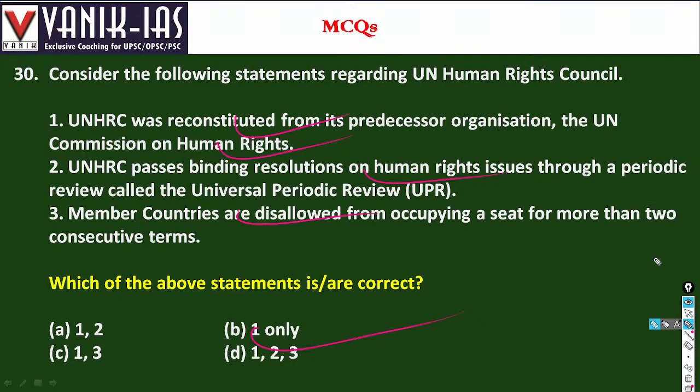Consider the following statements regarding the United Nations Human Rights Council, UNHRC. It reconstituted its predecessor organization, the United Nations Commission on Human Rights. Yes, its predecessor was the United Nations Commission on Human Rights. The UNHRC passes binding resolutions on human rights issues through a periodic review. They are not binding, right? Because sovereign countries, they are not binding.